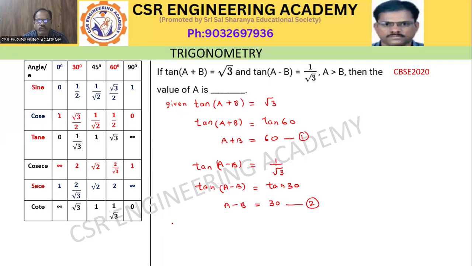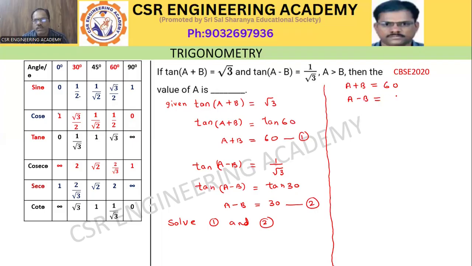Equation 2. Solve 1 and 2. That is, A plus B is equal to 60, A minus B is equal to 30. Here plus B minus B gets cancelled. A plus A, 2A is equal to 60 plus 30, 90. A is equal to 90 by 2, which is equal to 45.